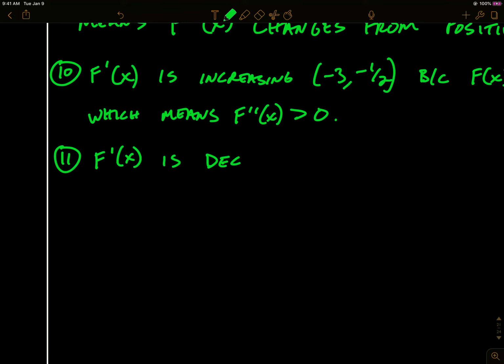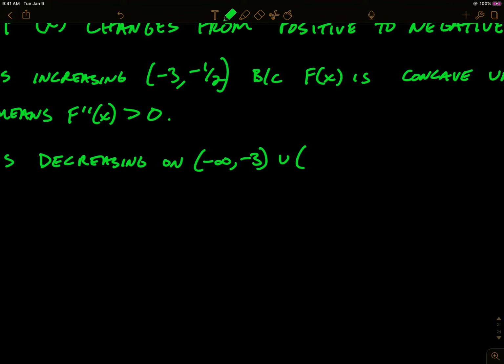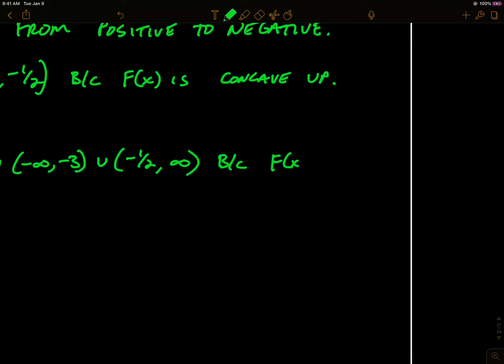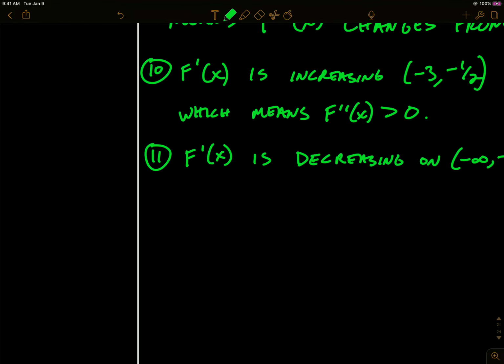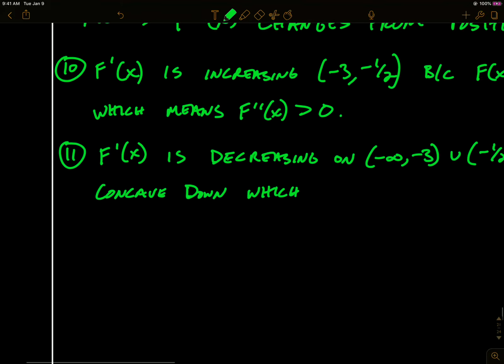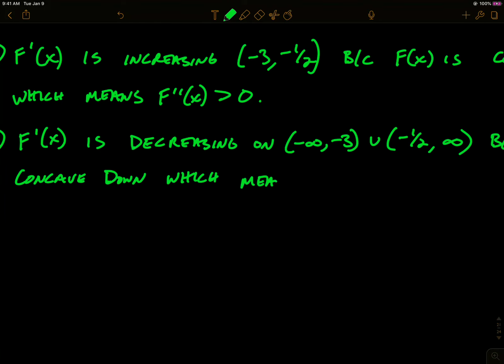So we also know the vice versa of 10, right? F prime of x is decreasing on -infinity to -3 union -1/2 to infinity because f of x is concave down, and that means that f double prime must have been negative.